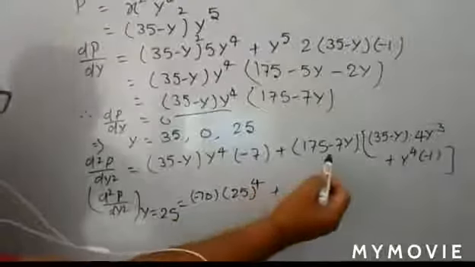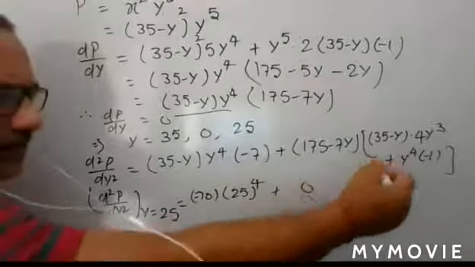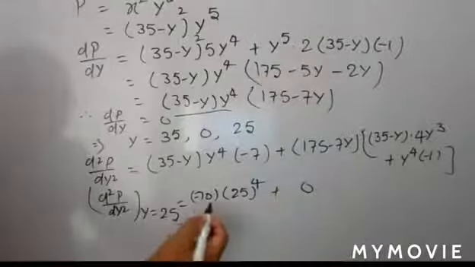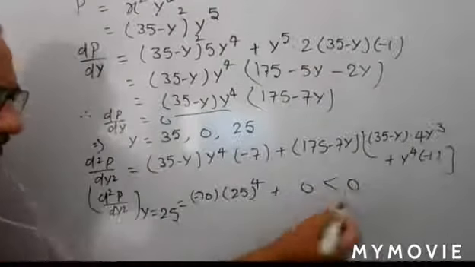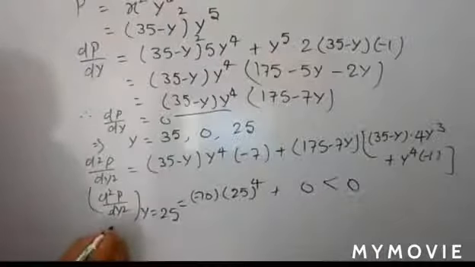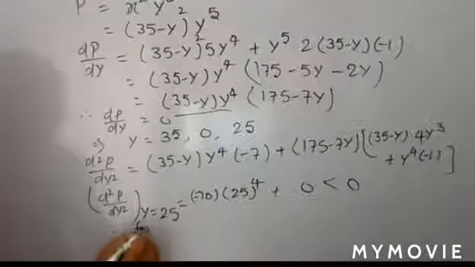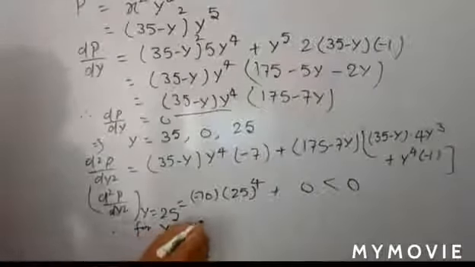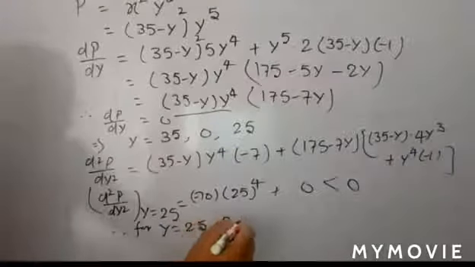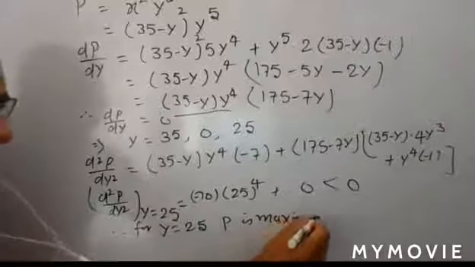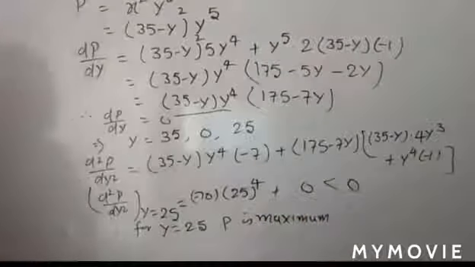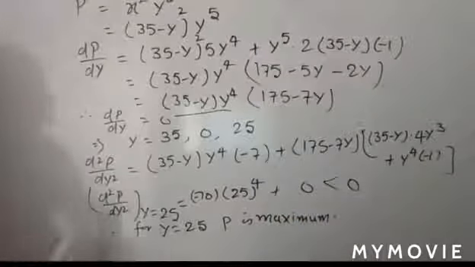So 25 into 7 is equal to 0. So that complete quantity becomes 0. And here you see that your product becomes negative. So that complete value is less than 0. So it shows that hence for y is equal to 25, p is maximum. Okay. So when the value of y is 25, here you see that your value of p is maximum.